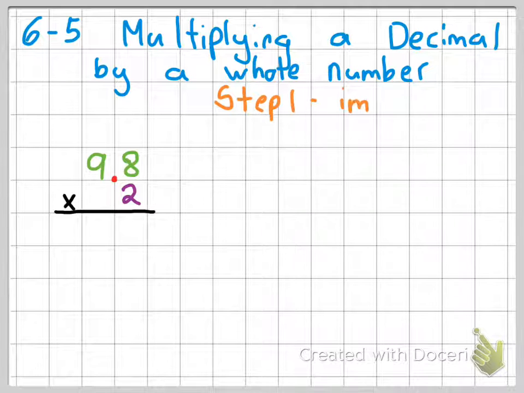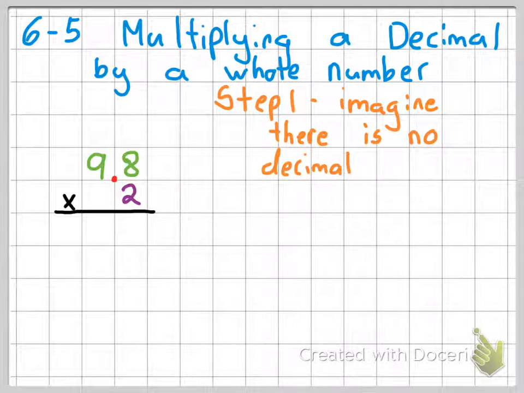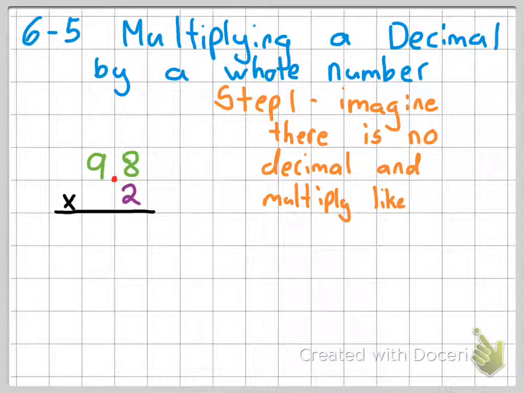So step 1 when multiplying a decimal is to imagine that there is no decimal in the problem, and we're just going to multiply like normal. So in 9 8/10 times 2, I'm just going to pretend it says 98 instead. So 98 times 2, I'm going to start with the ones place. 2 times 8, which is 16, carry the 1. 2 times 9 is 18, plus 1 more is 19. And I'm done with the multiplication problem.